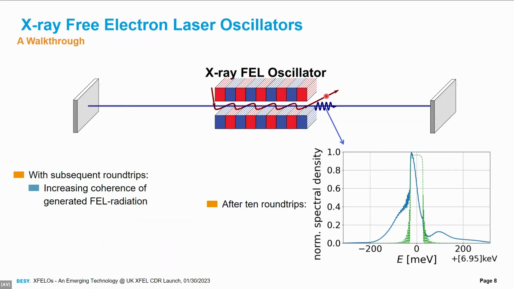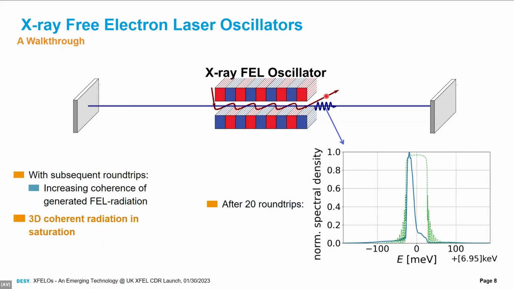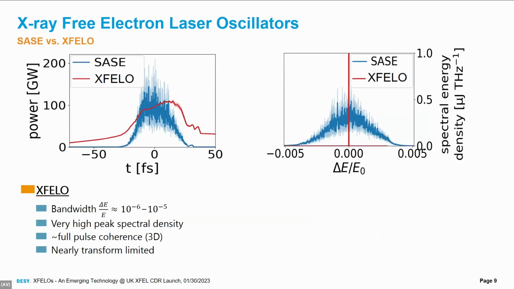And the more round trips you get, the more coherent, the more monochromatic your radiation gets, until in the end you are promised three-dimensional coherent radiation with very high spectral energy density. Comparing to the stars, and these are now from real simulation at 7 keV, you see in the time domain, SASE still gets to higher peak powers, which is just due to the course if we have very narrow bandwidth. Therefore, by the transform limit, we have a rather wide, rather long duration of the XFELO pulse.